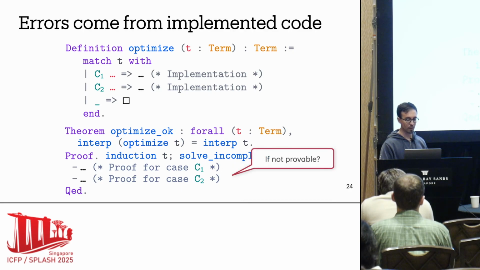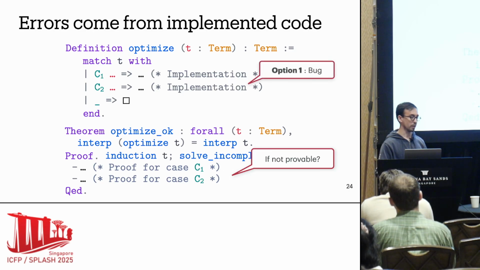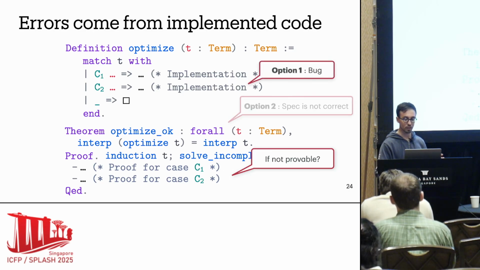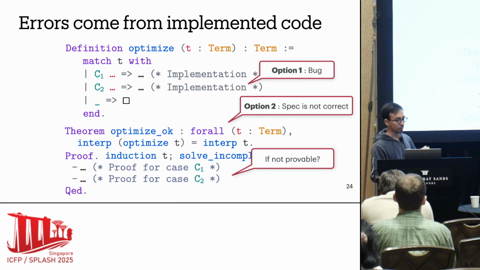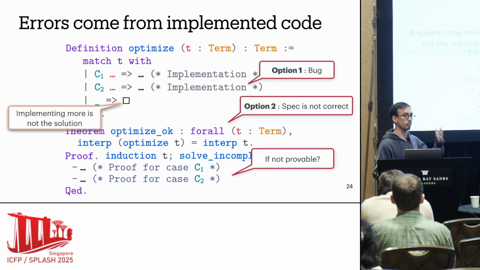And also, what happens if we find that this is not provable, that there's some error? The only two options there should be are, first, that we either introduced a bug, or that the specification was not correct from the beginning. But at no point should we need to fill in the hole, right? The incomplete code should have no effects on the proof that we're doing.